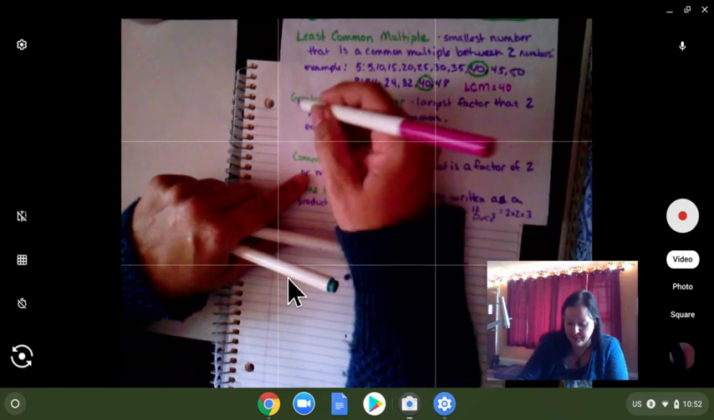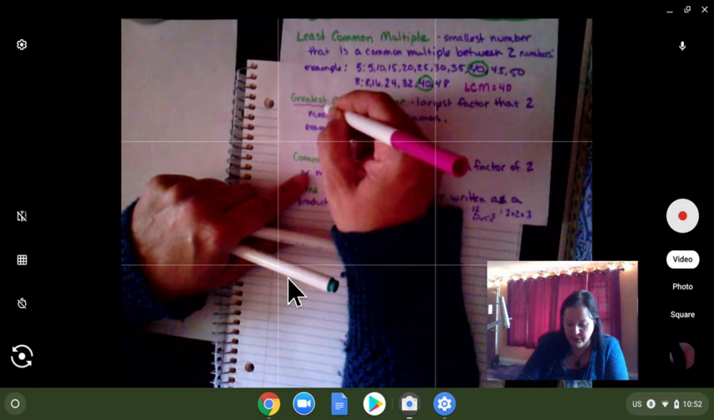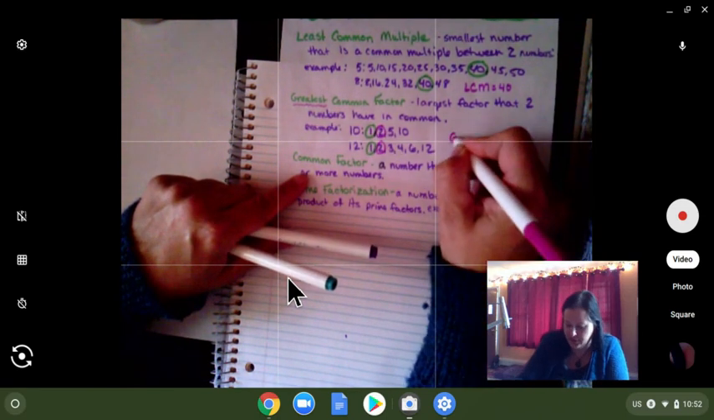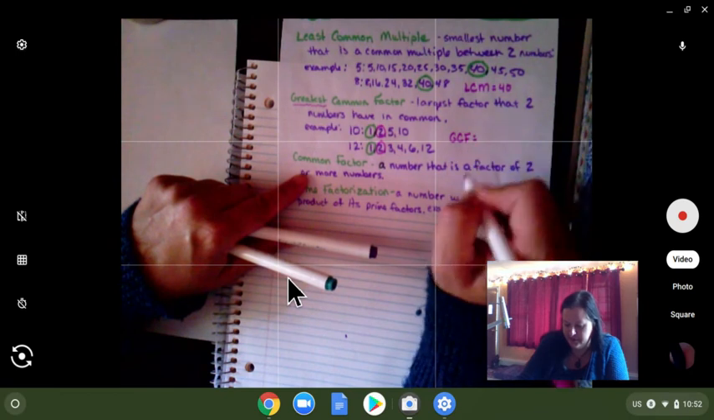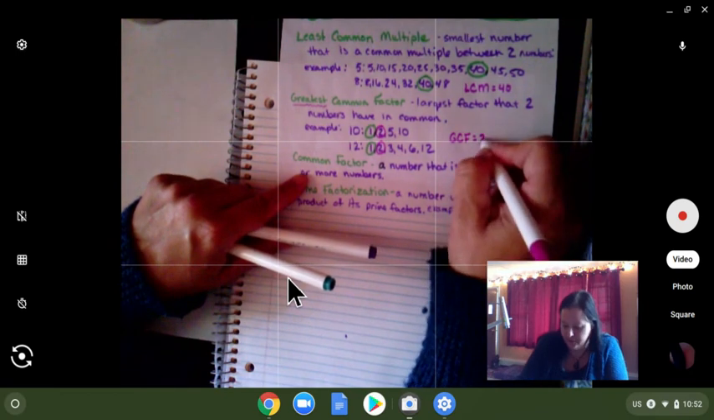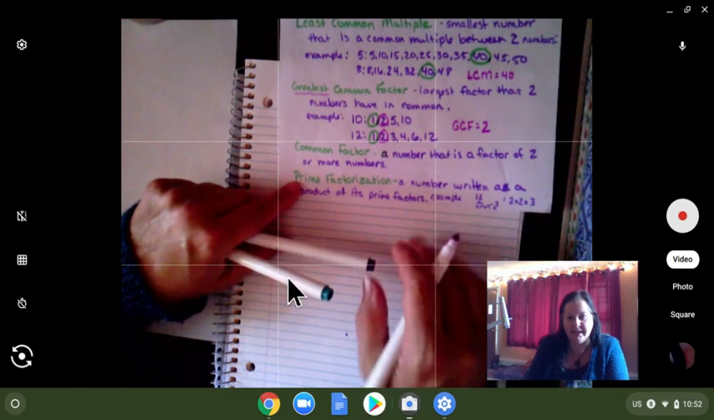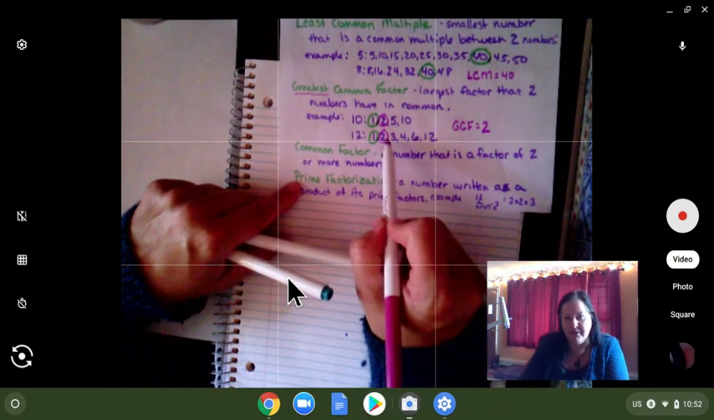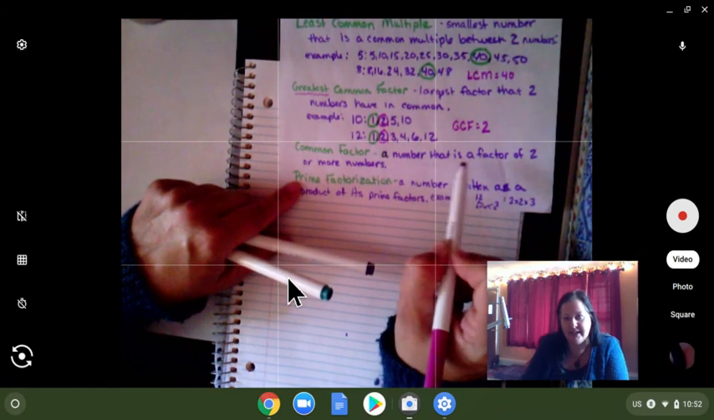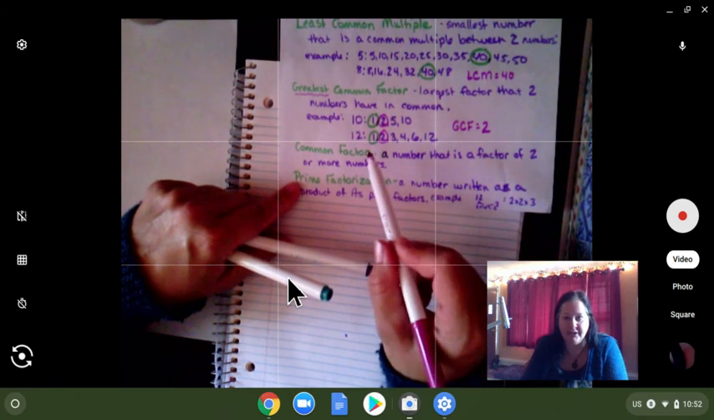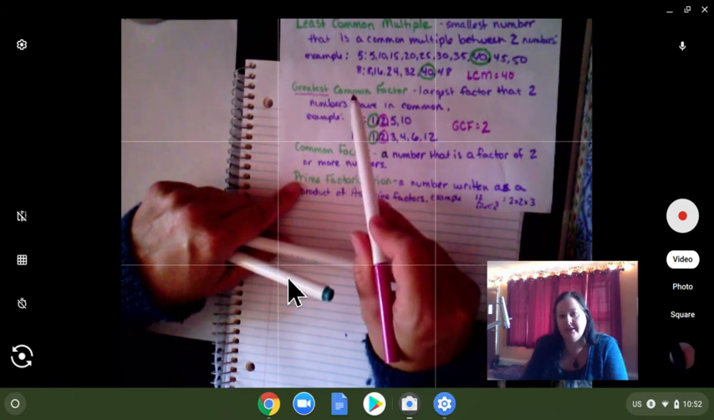And in the vocabulary word here, we see the word greatest. So which one is the greatest common factor, or our GCF? That would be the number 2. A common factor is, both of these are common factors. It's a number that is a factor of 2 or more numbers. So you can have more than one common factor, but there's only one greatest common factor.